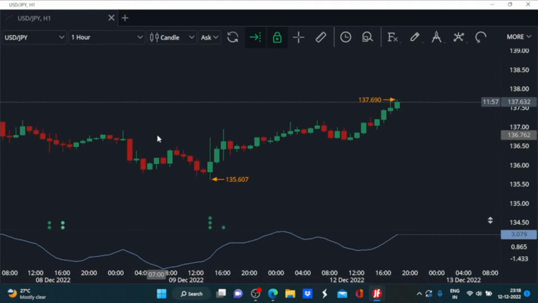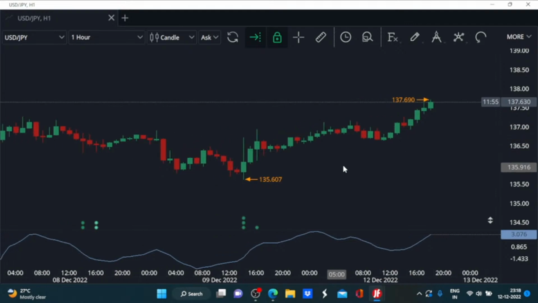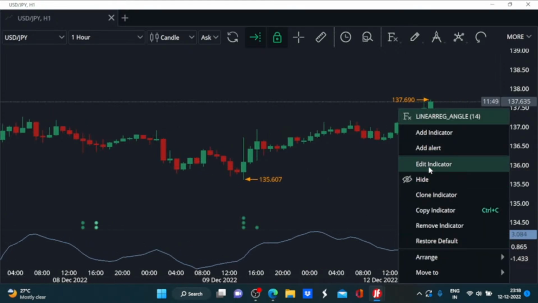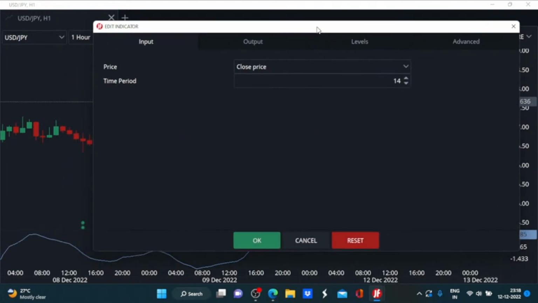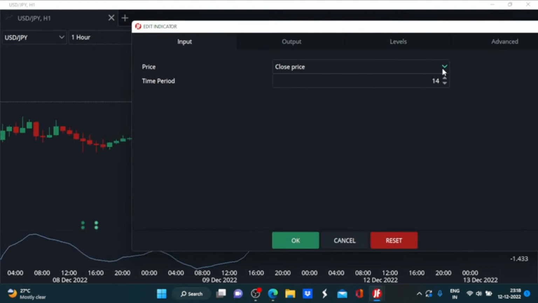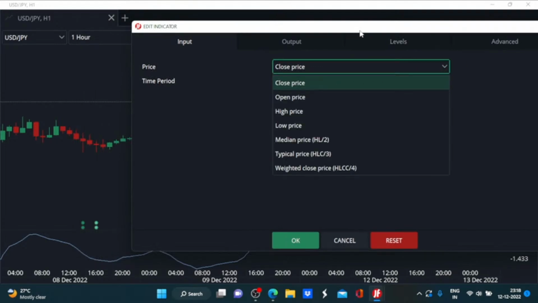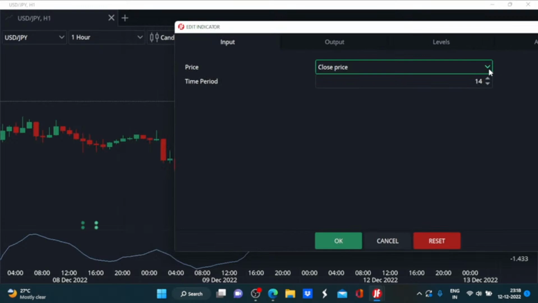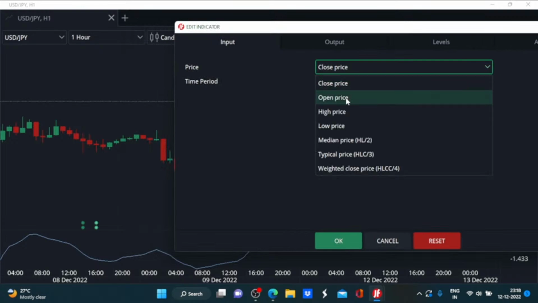Now let us see what are the customization tools available to us on this platform in terms of the uses of this indicator. So let us see its parameters, which we can change, tweak, customize as per our requirement. The applied price can always be changed. We get these options of going for different applied prices: close price, open price, high price, low price, median price, typical price, weighted close price.